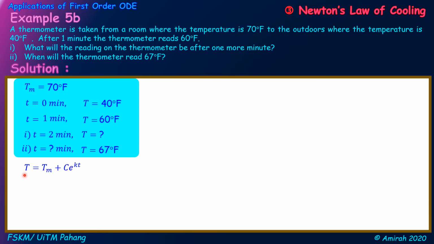From the previous slide, we get T equals Tm plus Ce to the power of Kt. Right after that, we can write T equals 70 plus Ce to the power of Kt, where we replace Tm equals 70. So we get this, and we can name it equation 1. The first information here we use to find C, and the second information is to find the value of K.